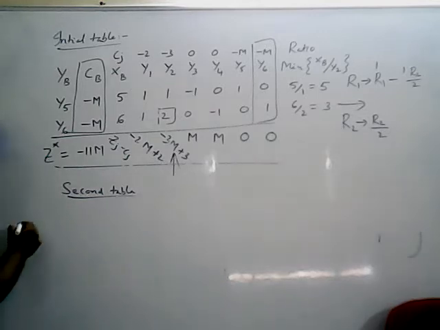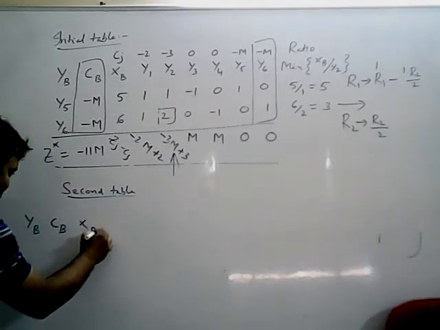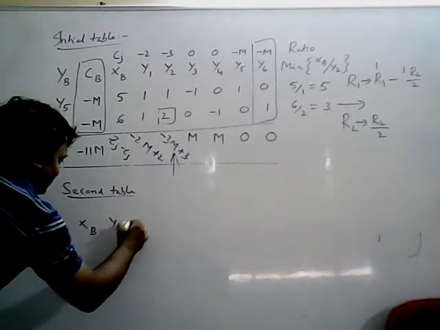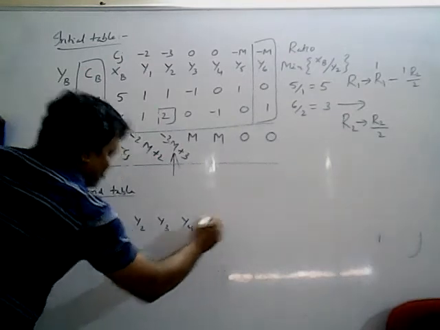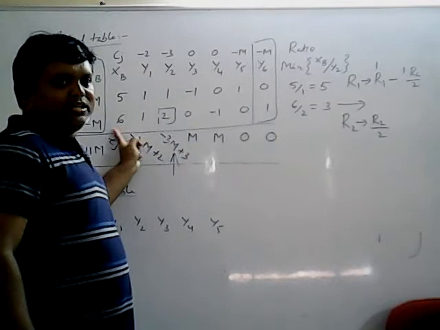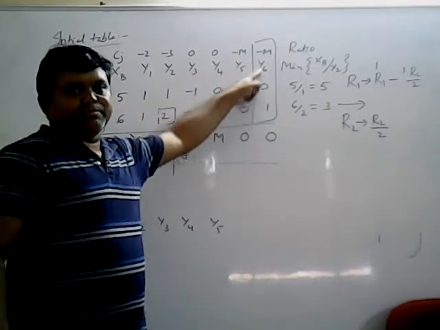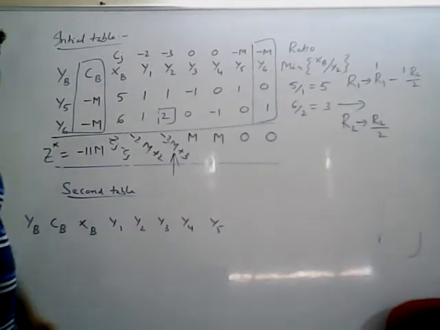Columns are the same. What is the first column? YB. What is the second column? CB. What is the third column? XB. How many variables are there? Y1, Y2, Y3, Y4, Y5 only. Y6 you won't represent, because it is an artificial variable and it is deleted. So up to Y5 only you have to consider in the next table.